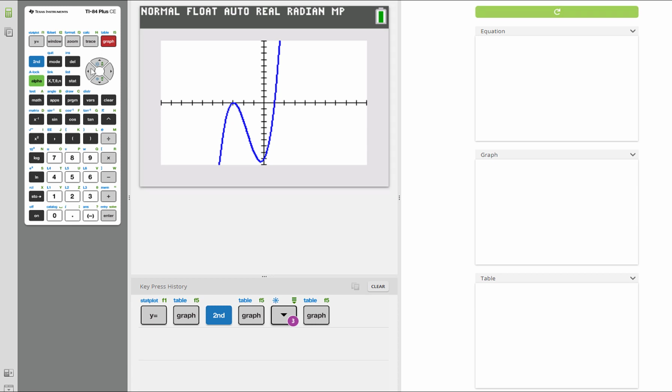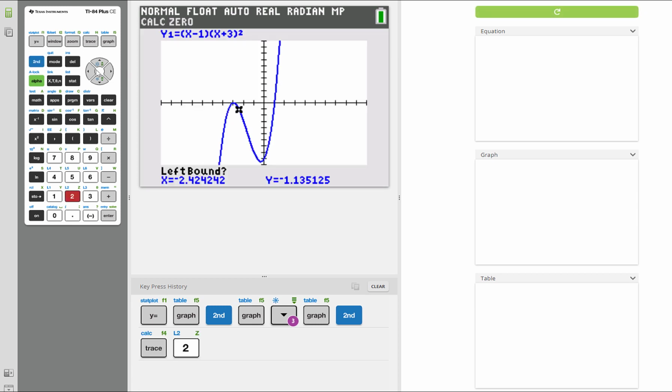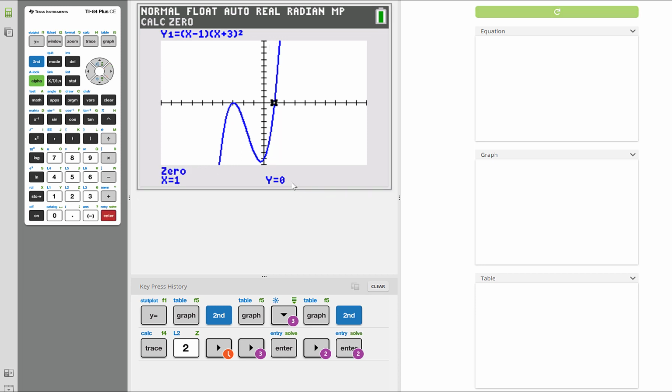Now let's say I wanted to find this another way. I could also use the calculate menu. I can go second calculate to find a 0 to help me get that critical value. If it says left bound, I've got to be on the left hand side of the 0. And then right bound, I've got to be on the right hand side of the 0. And then press enter again. We get x is equal to 1 and y is equal to 0.